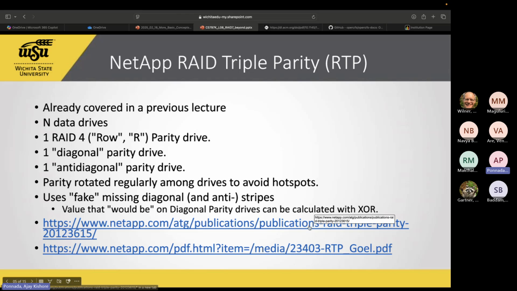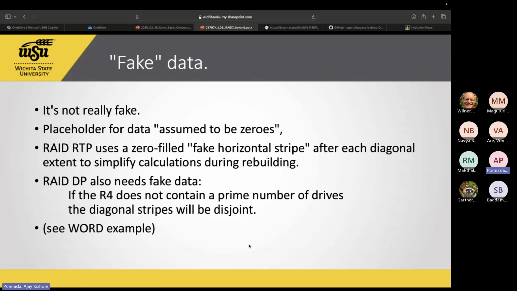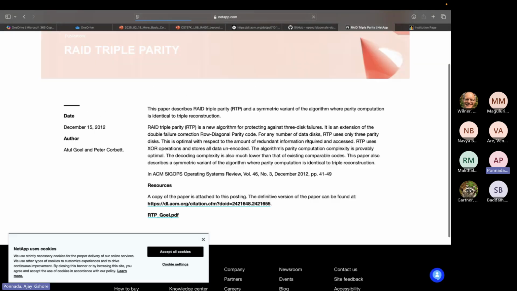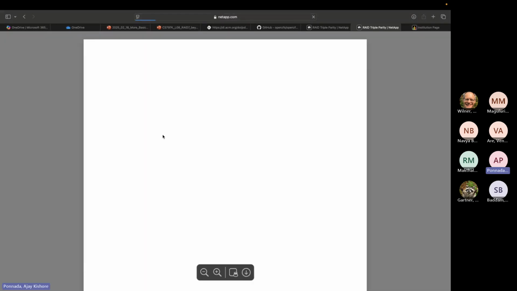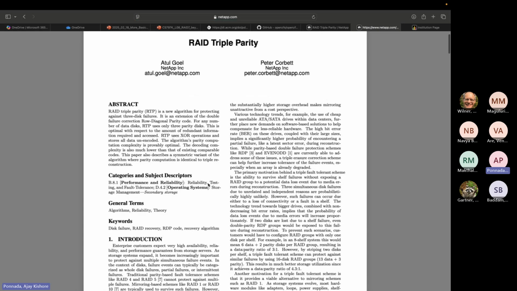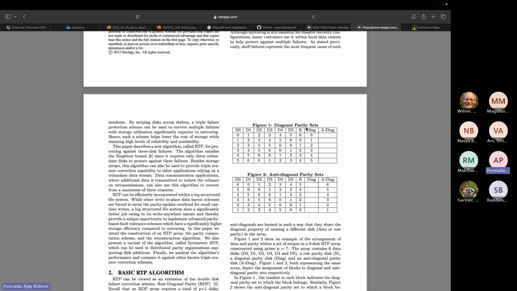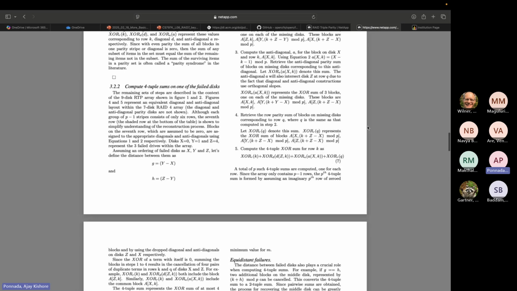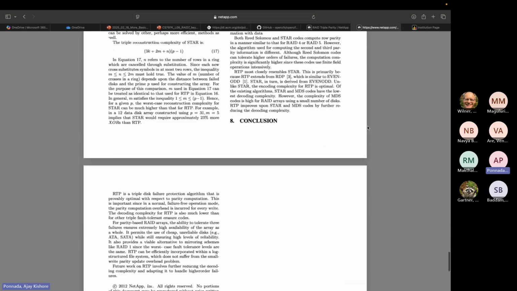So these are the publications on RAID triple parity. This is the paper by Goel. Let me try to open one of the links. Both are the same links, but that's the direct link to the paper. I guess here we have the PDF paper. So here you can see the RAID triple parity paper by the NetApp people. This is the introduction, diagonal parities and anti-diagonal parity sets, and so on. You can see the calculations here, notations and everything. So you can go through this paper.